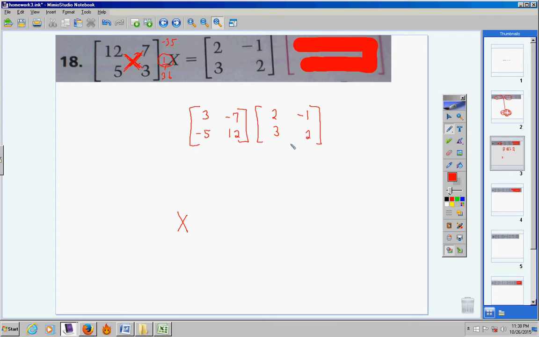Alright, well, let's run our test. 2 by 2 times a 2 by 2. Your inside numbers match, so you're left over with a 2 and a 2. So your answer will be a 2 by 2.